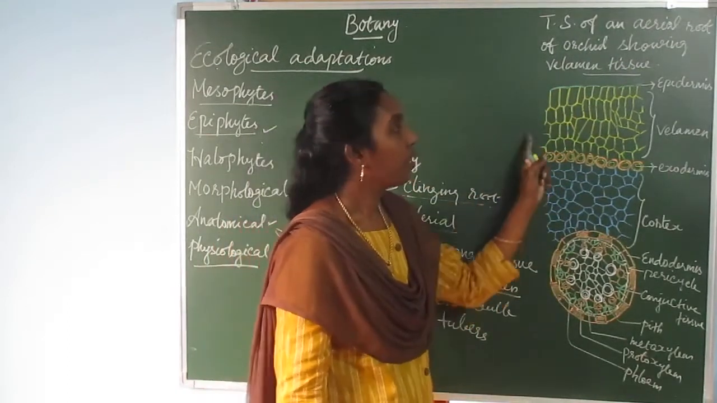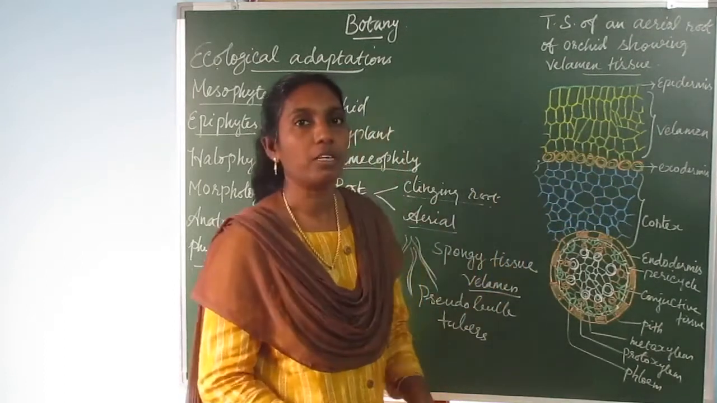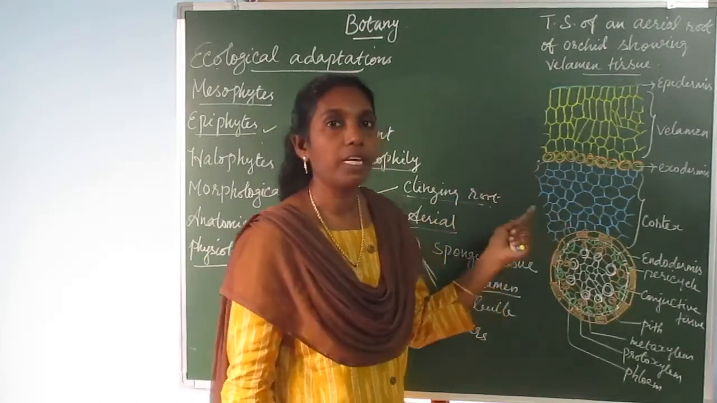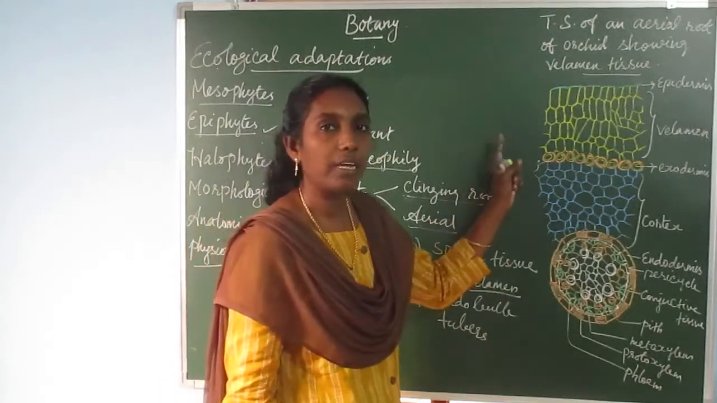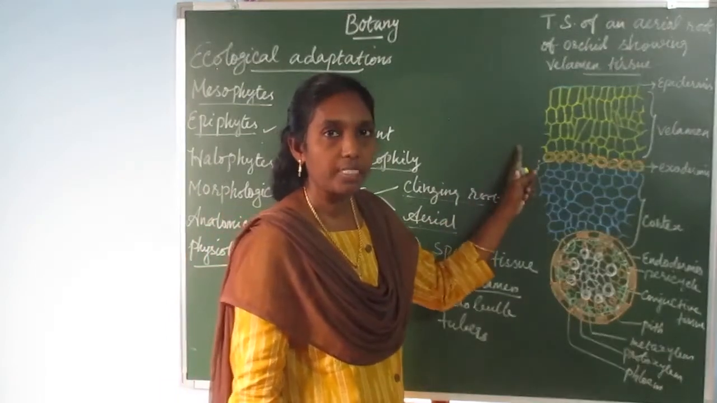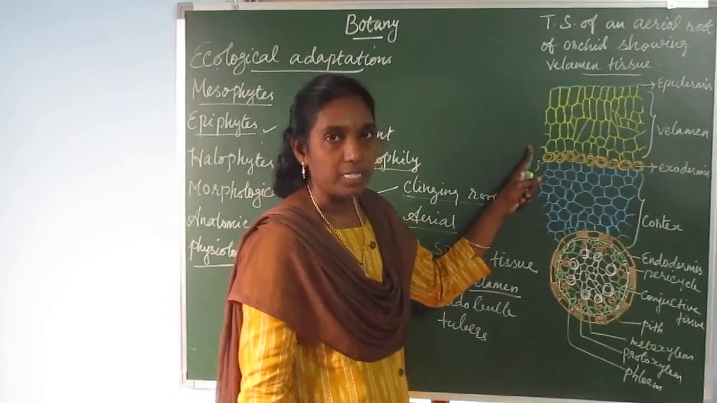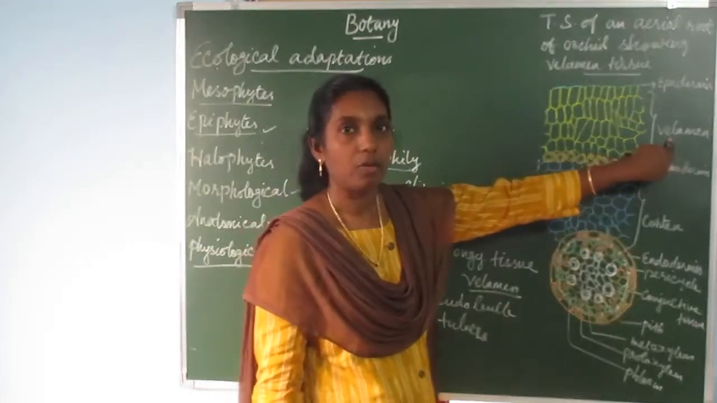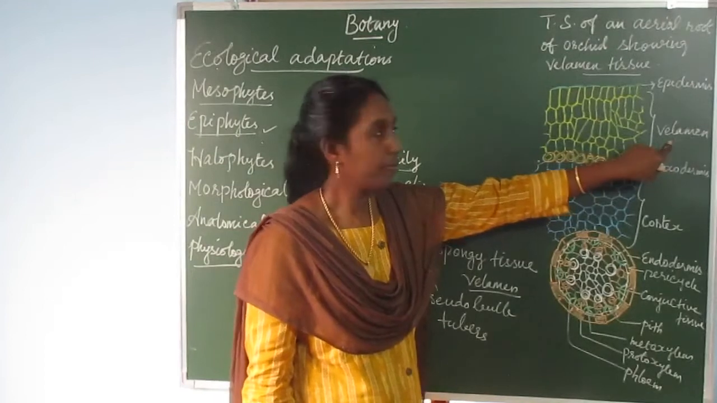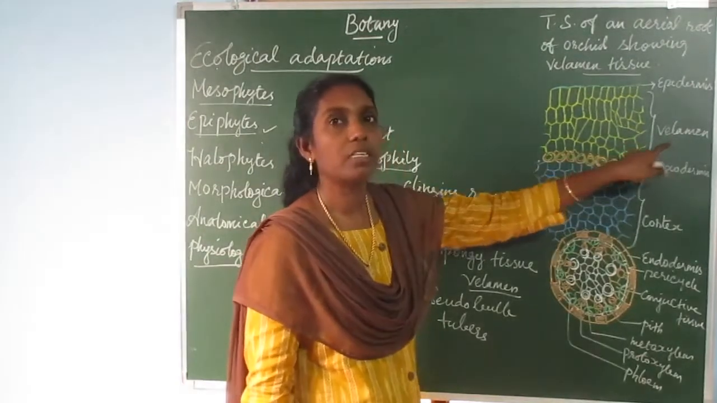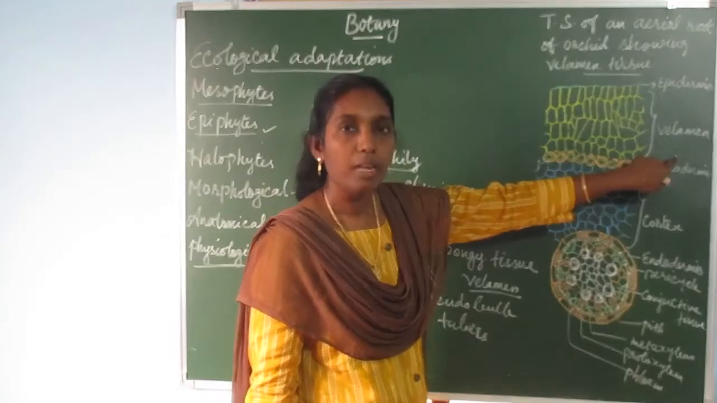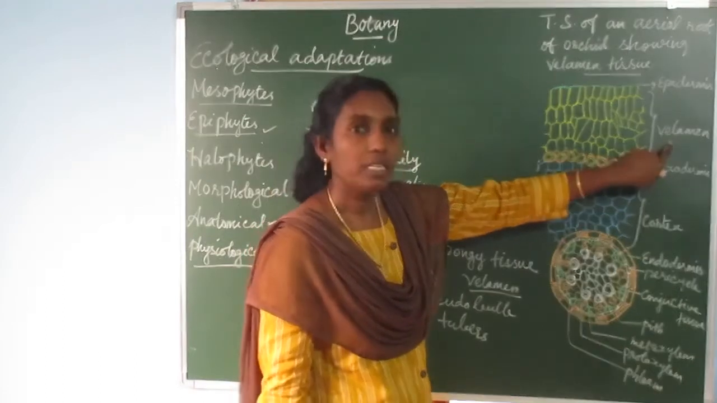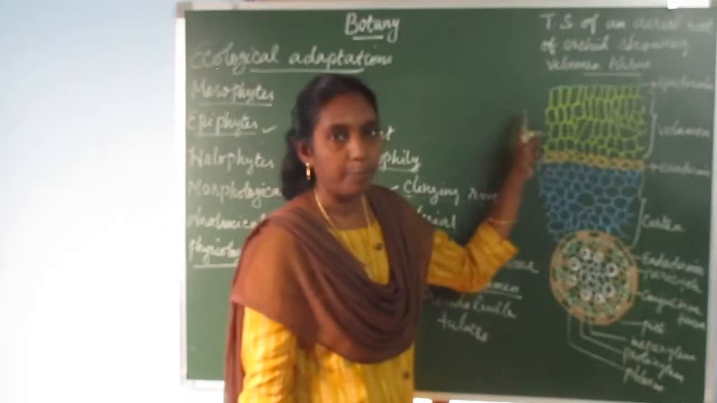It possesses a multi-layered epidermis. So first write about this epidermis. Normally there is a single layer of epidermis, but in orchids, or in epiphytes, there is a multi-layered epidermis because of the presence of velamen tissue. What is velamen? This is a very important question. It is a special type of spongy tissue which helps to absorb water from the moisture. So velamen is a multi-layered epidermis.